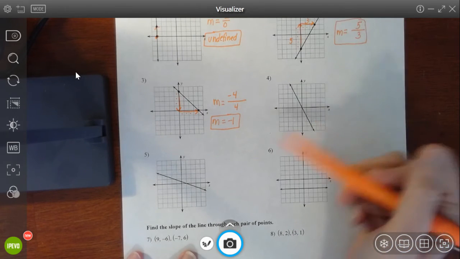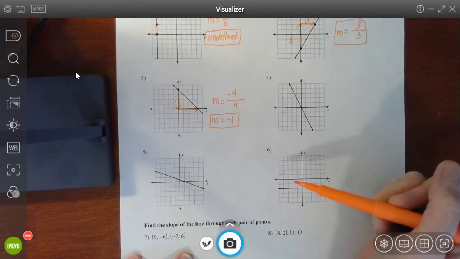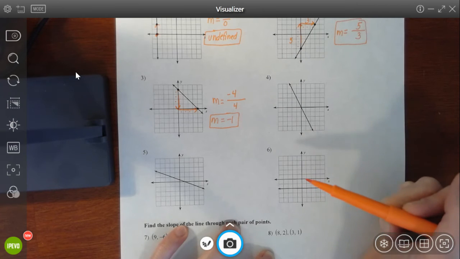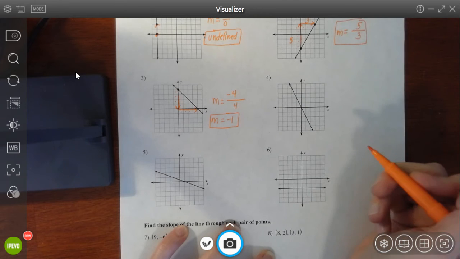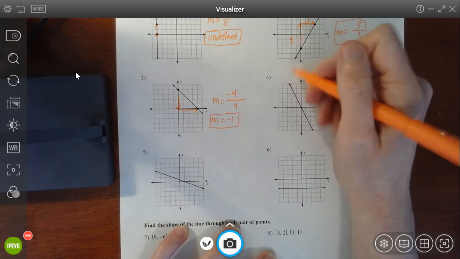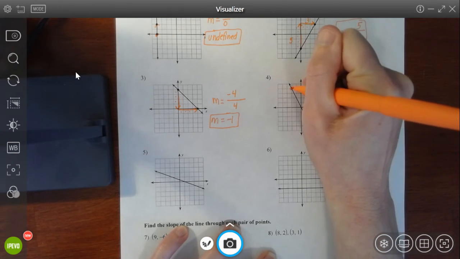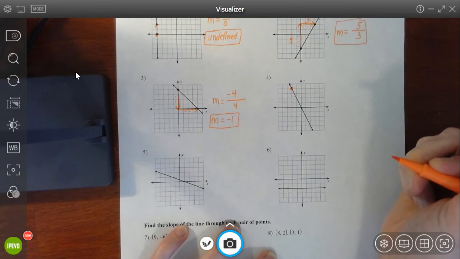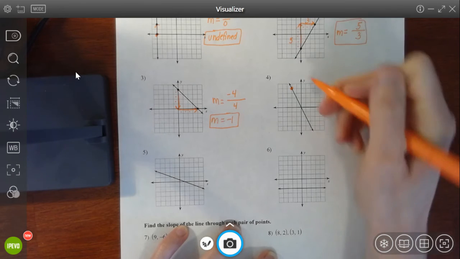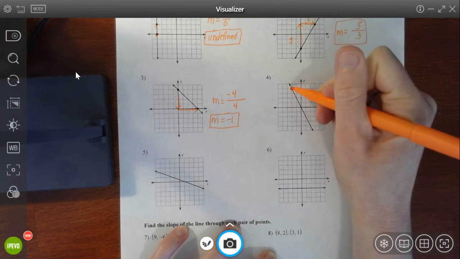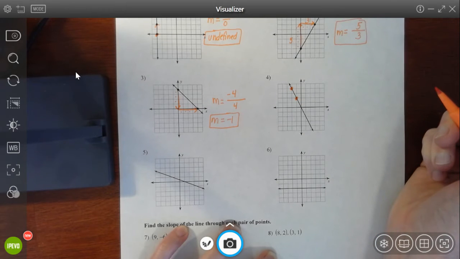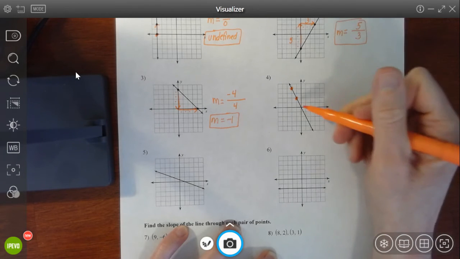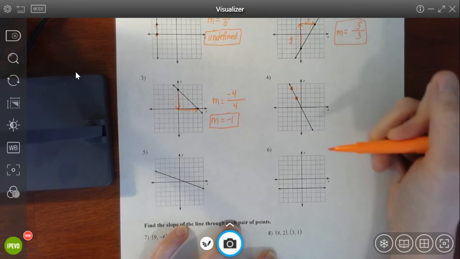Now you'll notice in my next 3 graphs, I don't have any points labeled. So what we want to do is try to find 2 points that we can use to find our rise and our run. So what I do is I look at my line and I want to find where my line crosses through the corner of a square on my coordinate plane. So I can see there's a good spot right there, and as I trace the line, I can find another point right there. If I use those 2 points now, I can find my rise and my run.